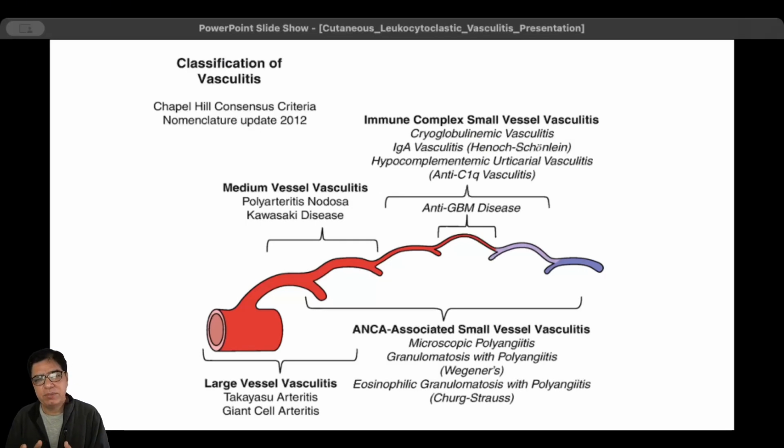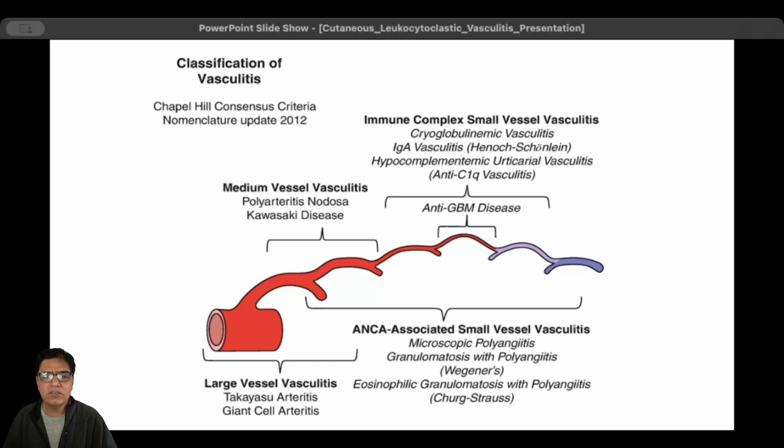So vasculitis basically is inflammation of the blood vessels, and it can affect any organ. It can affect multiple organs, it can affect a single organ, and again it depends. So this is the Chapel Hill consensus criteria nomenclature of 2012. We classify the blood vessels into large blood vessels like the aorta, and the big vessels which are arising like the subclavian trunk, the celiac trunk, things like that. Then you've got the medium vessels. Medium vessels are like renal arteries and small branches which are going into the organs.